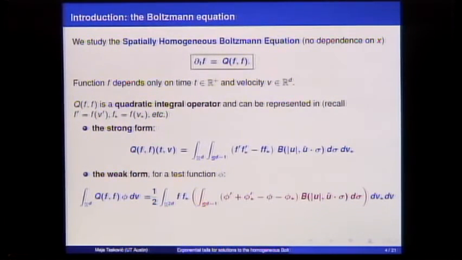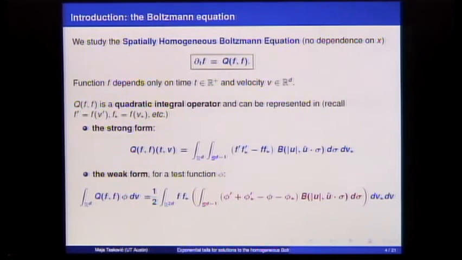Q, as you already know, is a quadratic integral operator. And it can be represented either in a strong form, which you've seen already. So this positive piece is the gain term, the negative piece is the loss term. Or you can look at it in the weak form by testing Q with some nice test function, using symmetries to represent it in this way.